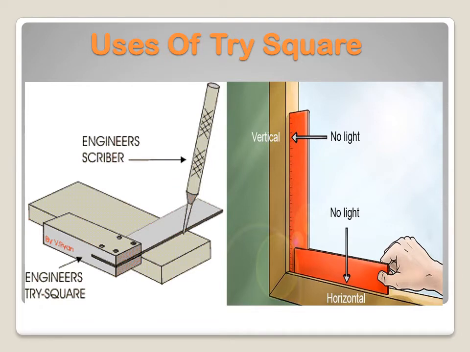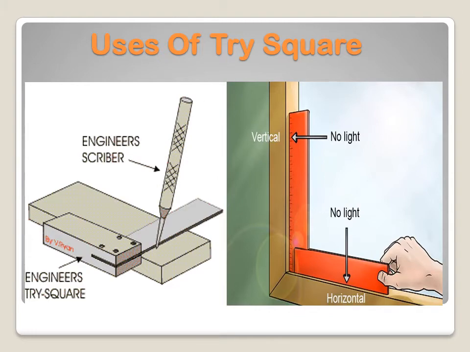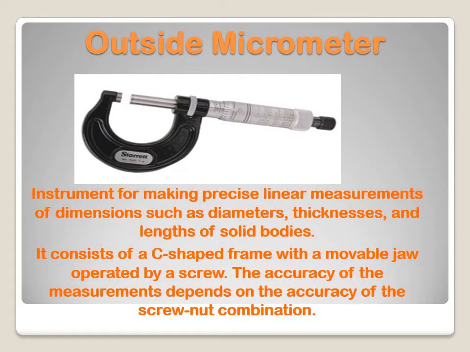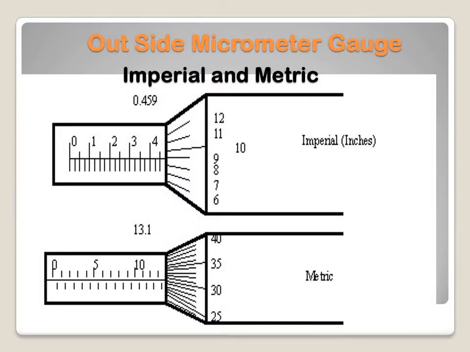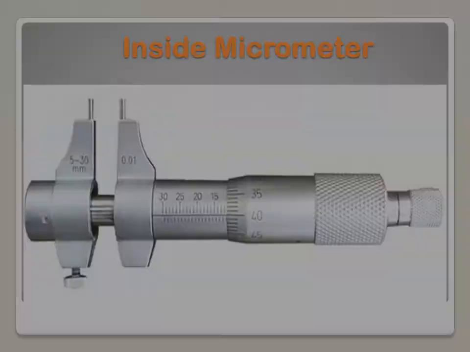This one is engineering scraper. Outside micrometer. Parts of a micrometer. Outside micrometer gauge. In inches and metric. Upper one is inches, down one is metric.